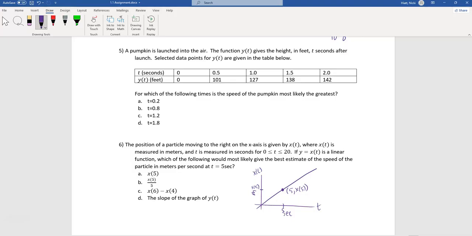So what are the coordinates of this point right here? 0, 0 on what I've drawn. So if I do the slope formula, because slope is going to give me the speed, that's going to be meters per second, right? I would do x of 5 minus 0 over 5 minus 0, and that would give me x of 5 over 5, right? Which would be answer choice B.